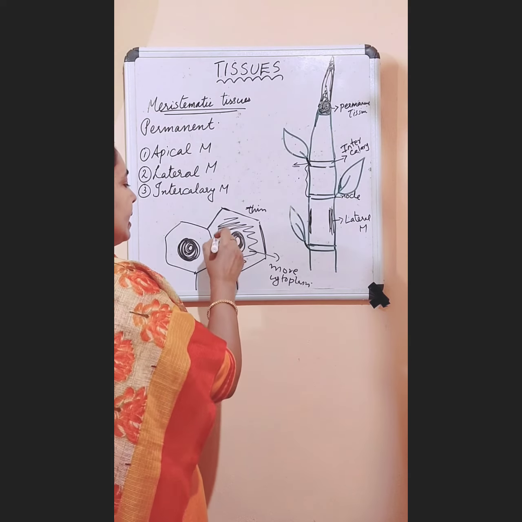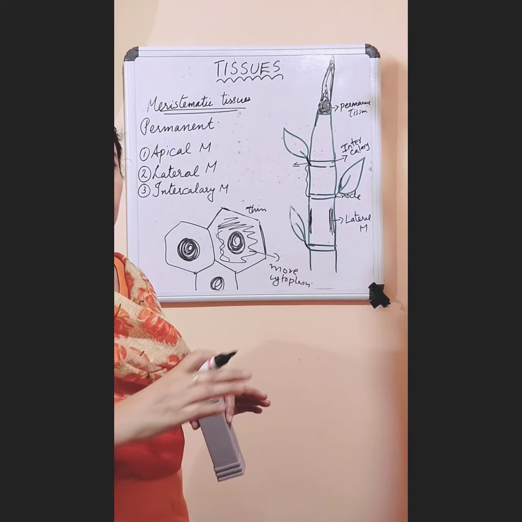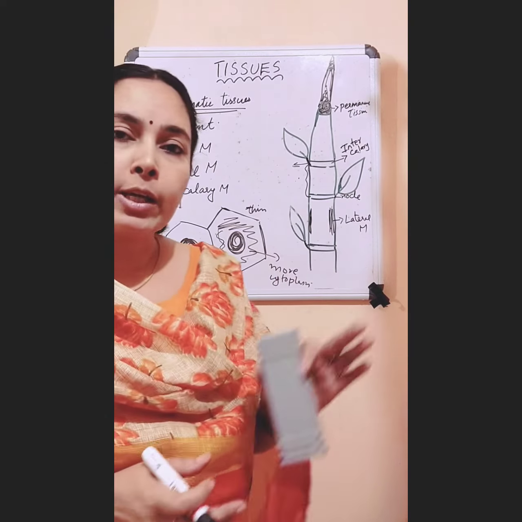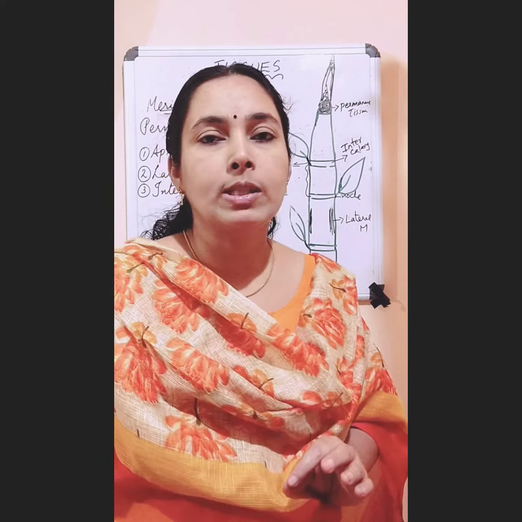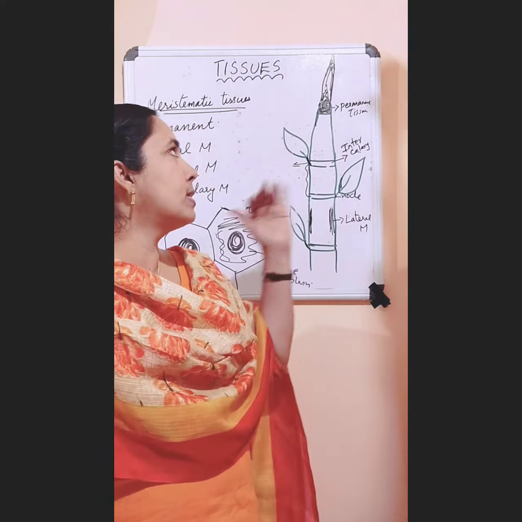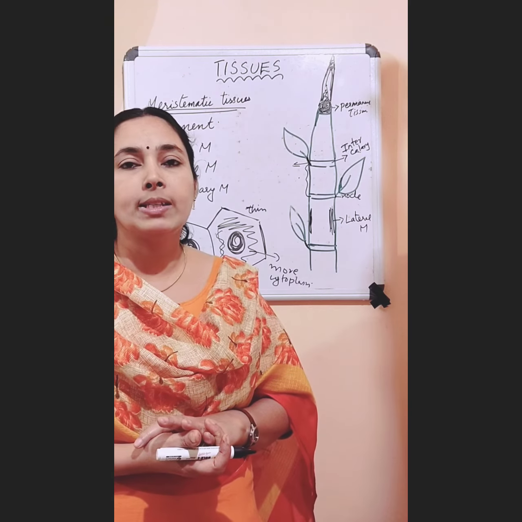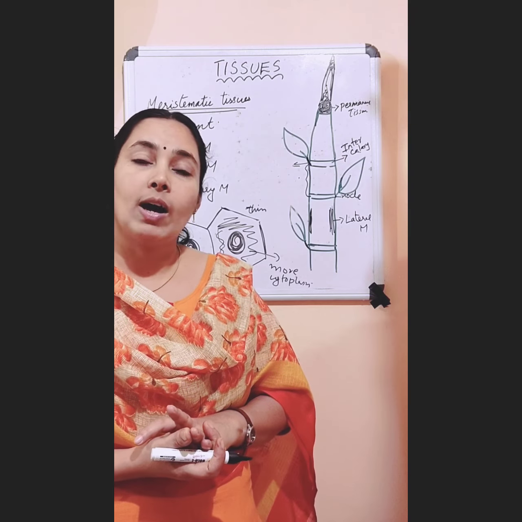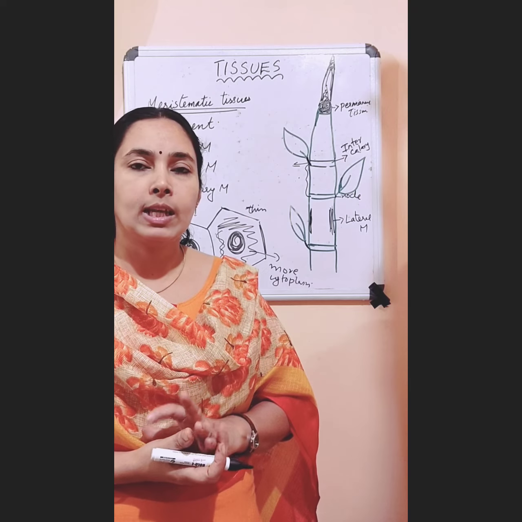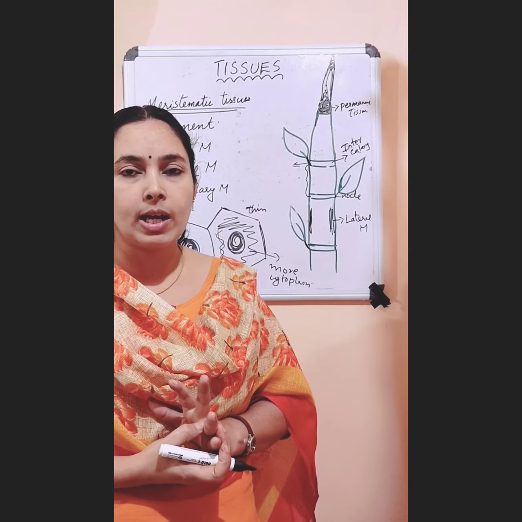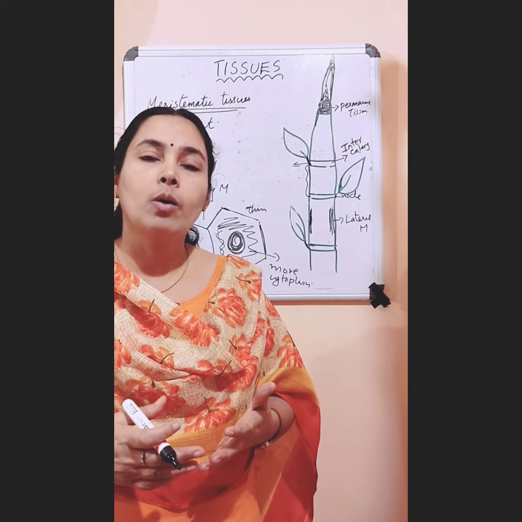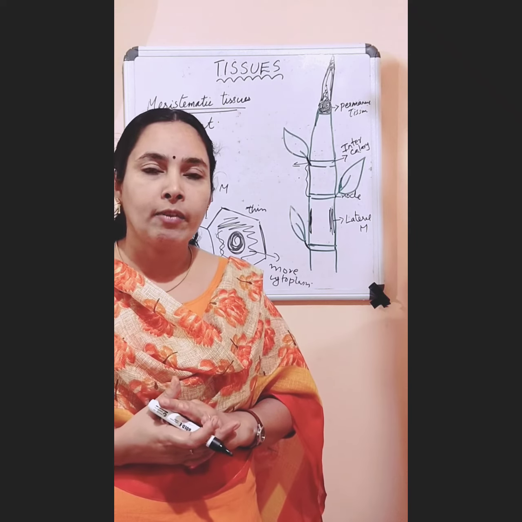And another thing is that they lack vacuoles. Otherwise we can see in plant cells a big vacuole. But here vacuoles are absent, or if vacuoles are present they will be very small. So why are the vacuoles absent in meristematic cells? We know meristematic cells are dividing cells. And what is the function of a vacuole? The function of a vacuole is storage of things. They are called storage sacs, as we have studied. So since they are dividing, they don't want to store anything. So these meristematic cells lack vacuoles also.